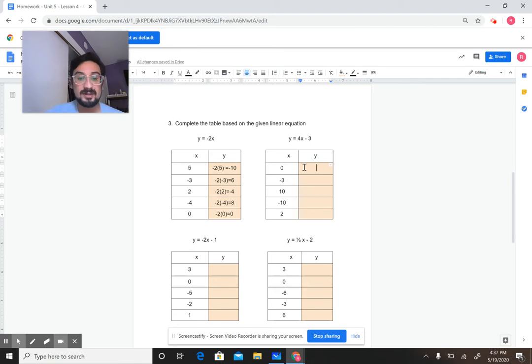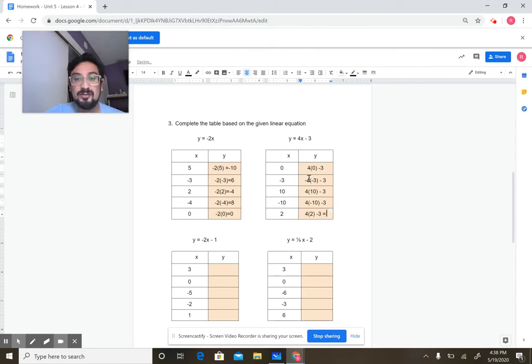For this one over here, we're going to be substituting the x into 4x minus 3. So it looks like that. It's going to be 4 times 0 minus 3. I always mess up there. So 4 times negative 3 minus 3. 4 times 10 minus 3. 4 times negative 10 minus 3. And 4 times 2 minus 3.